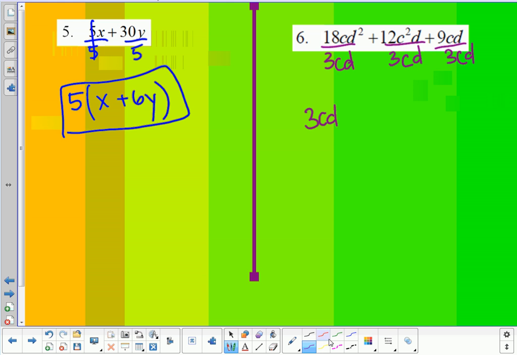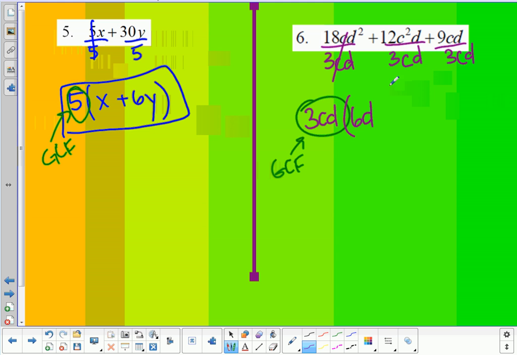Again, that GCF is the thing you're pulling out front. So that was your GCF right there. So here my GCF is 3CD. You don't necessarily have to label that. I just want you to recognize that that's what I took out. So GCF is 3CD in this one. And then let's take a look at what's left. 18 divided by 3 is 6. C divided by C cancels. D squared over D is D.